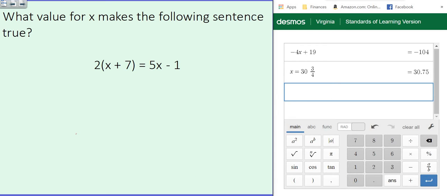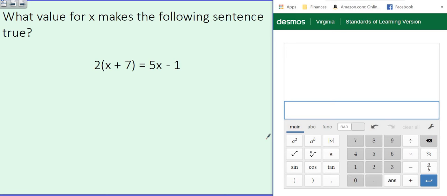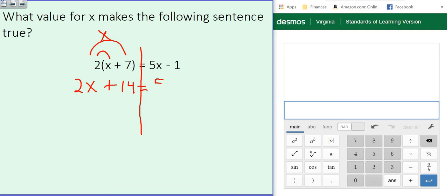Okay, this problem gets a little bit complicated because not only does it have distribution, it's got variables on both sides. So let's start by doing this. Whenever you see a number outside of parentheses, you have to remember that that's distribution. So we're going to multiply here. 2 times x is 2x, and 2 times a positive 7 is positive 14. Then I'm going to bring down the 5x minus 1.